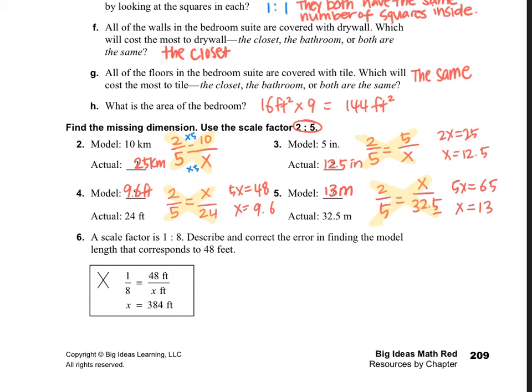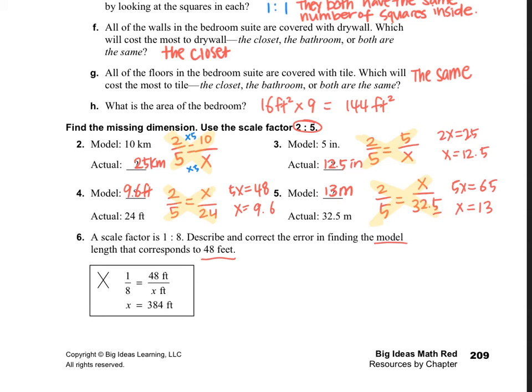The last question has error analysis. A scale factor is 1 to 8. Describe and correct the error in finding the model length that corresponds to 48 feet. So we are actually missing the length of the model, and 48 feet is going to be our actual length. So if you look at this equation, I have 1 over 8 for the scale factor, but then I have 48 feet on the top, x feet on the bottom, and I have the x answer as 384.